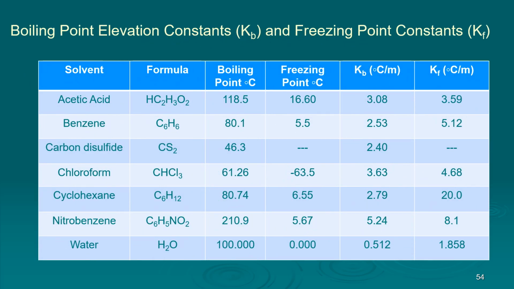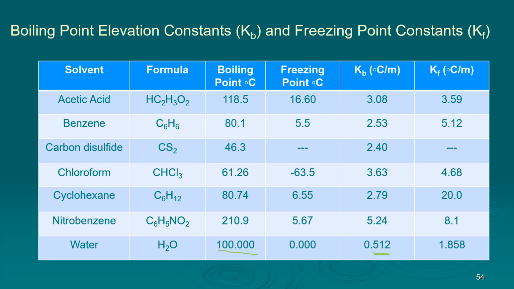So here are some examples. So we're just looking at boiling point here. If we look, water is the one we know the best. So water boils at 100 degrees. If we put something in it, it should boil higher. The Kb for water is 0.512. So it would depend on the concentration times the 0.512, and then you add it to 100. So the boiling point will be higher than 100.